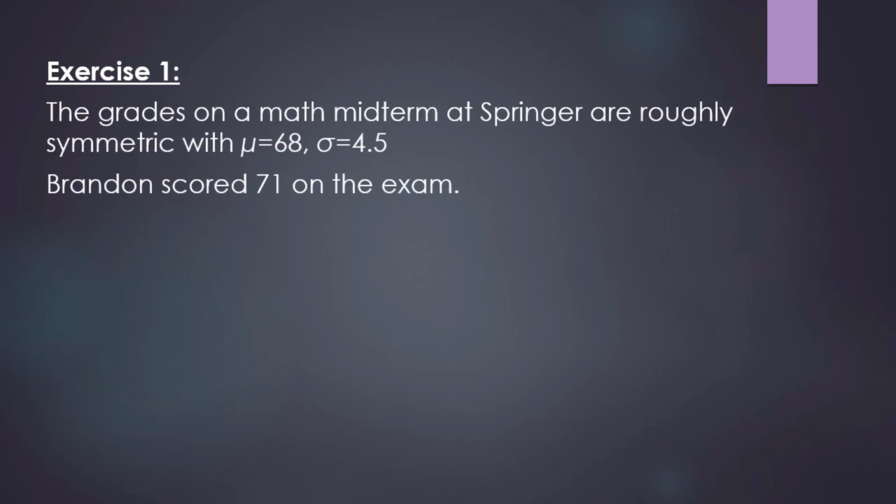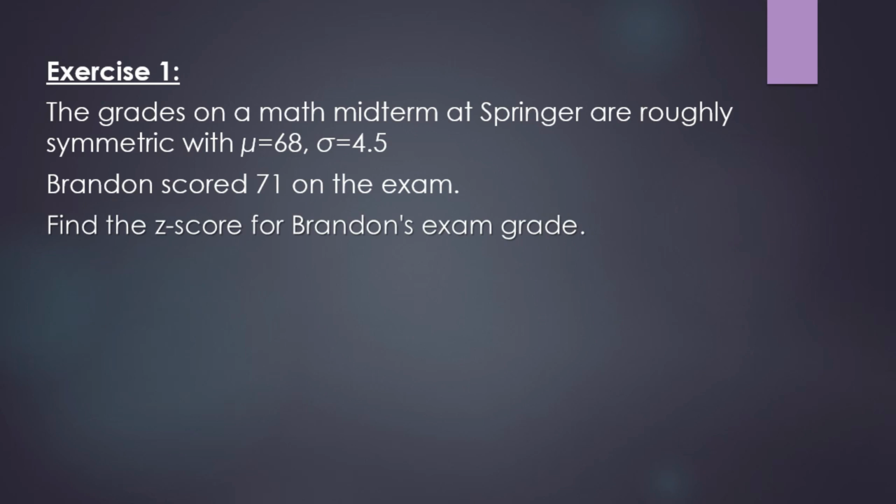The first exercise is: the grades on the math midterm at Springer are roughly symmetrical with mean 68 and standard deviation 4.5. Brandon scored 71 on the exam. Find the Z score for Brandon's exam grade.